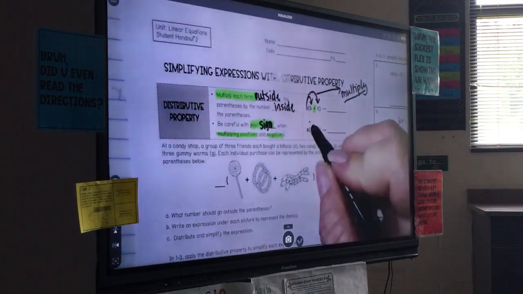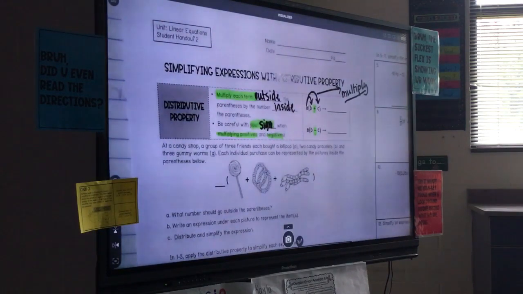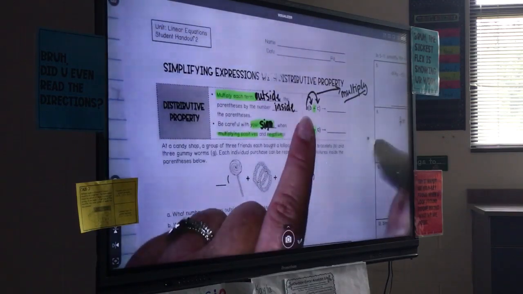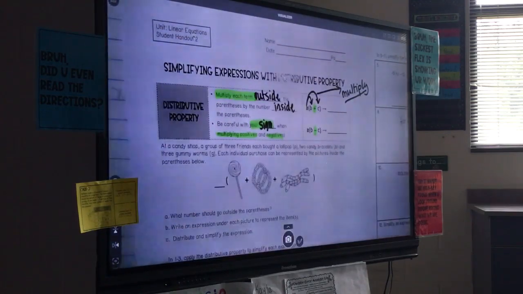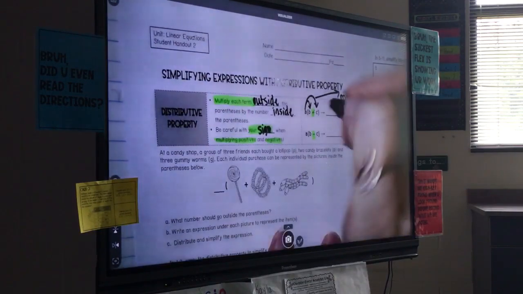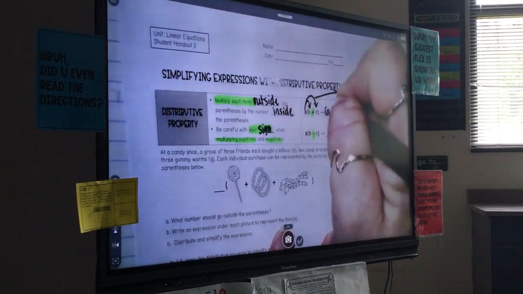So here, when I multiply, what do I do? For the first one, it's A times B plus C. So when I want to distribute this A in, what do I do? What does the little arrow mean? Multiply. So I'm essentially going to do A times B.